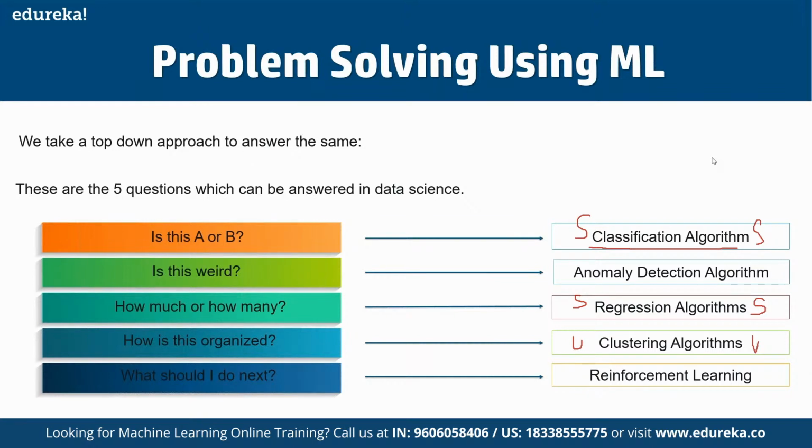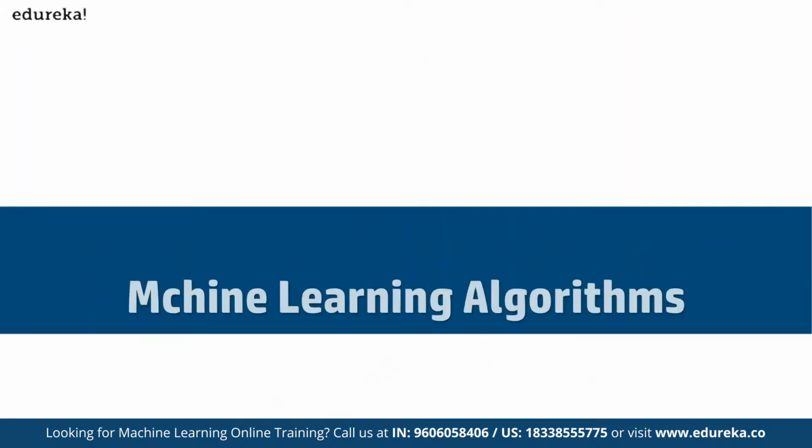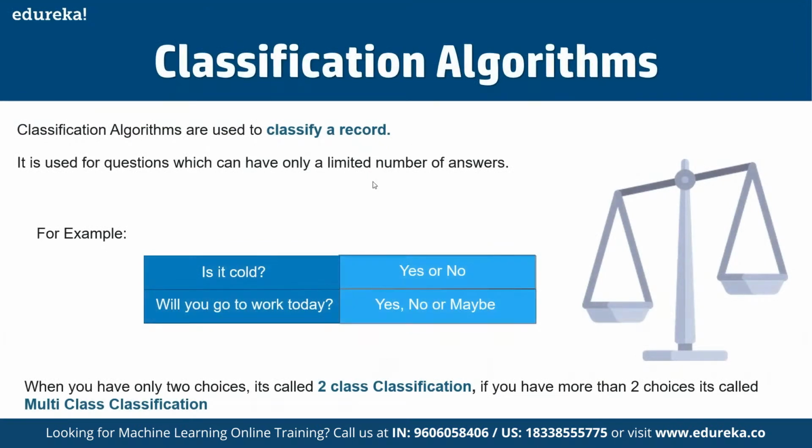So let's talk about these algorithms in detail. We can erase this. Now, let's talk about the machine learning algorithms. First of all, we have classification. Classification, as we discussed, is used to classify a record. For example, is it cold, yes or no? Or will you go to work today, yes or no? Whether this email is promotional or primary.